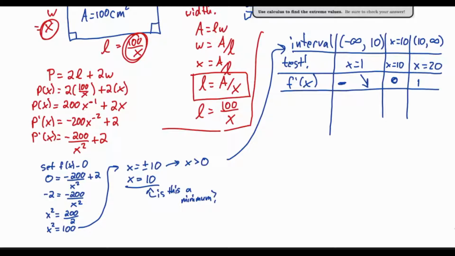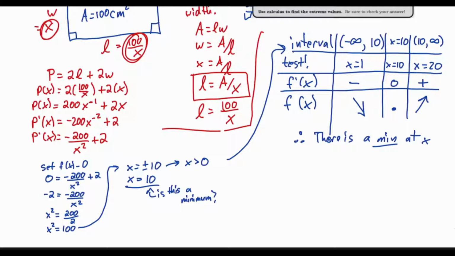And actually, I didn't need to put this. Okay, 0 and plus. And what does that mean in terms of the shape of my original function? It means it's going down, it means it's not going up or down, and then it's going back up. So therefore, there is a minimum at x equals 10.